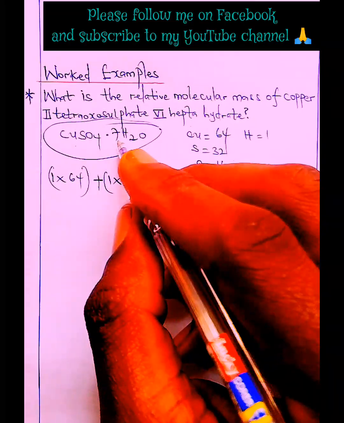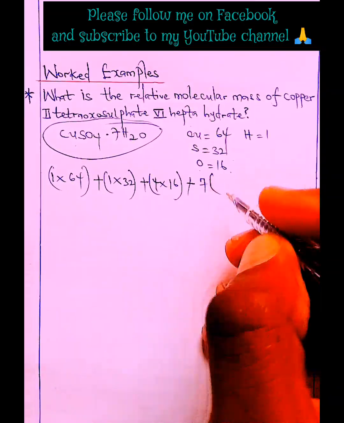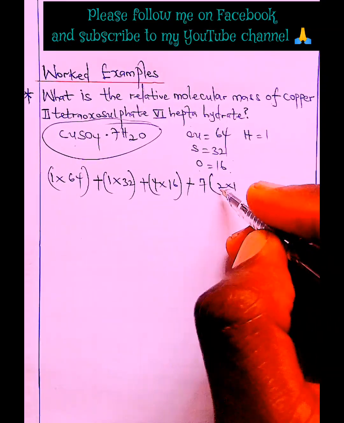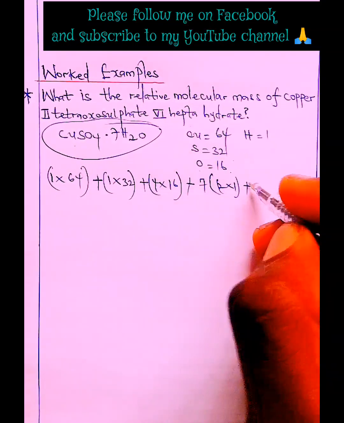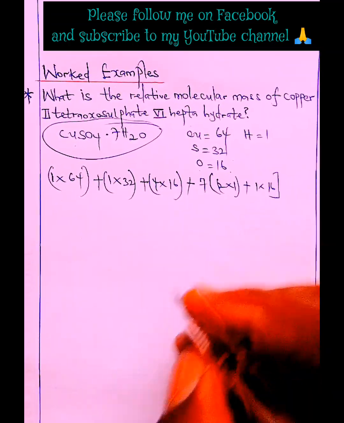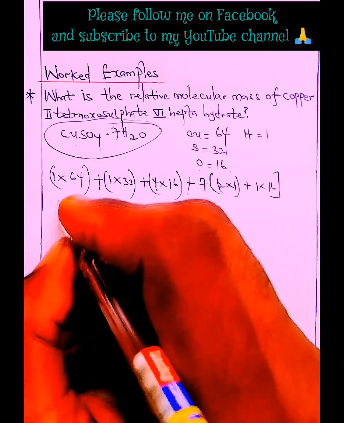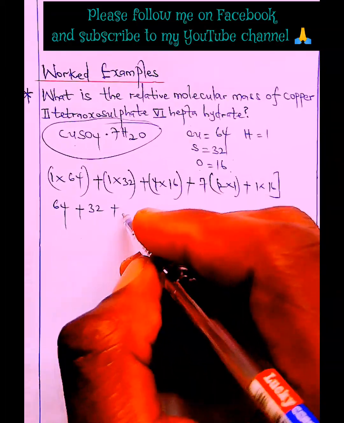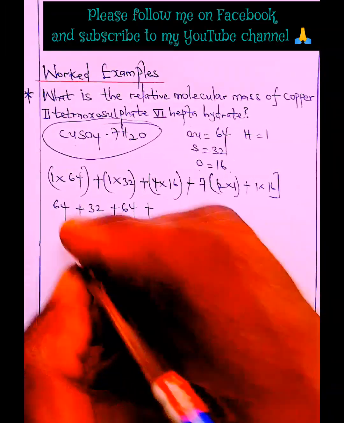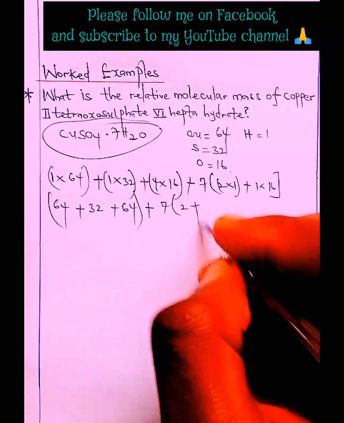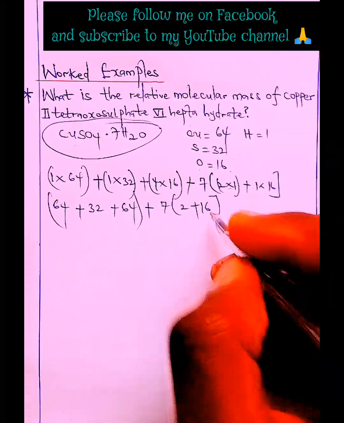Then plus, the 7 right here stays outside. Then we have 7 outside, and 2 atoms of hydrogen. That's 2 times 1, hydrogen is 1. Then plus, right here, 1 atom of oxygen, 1 times 16 also. So what do we do next? We open up the bracket. 1 times 64 is 64. 1 times 32 is 32. 4 times 16 is 64. Then plus, the 7 out here. 2 times 1 is 2. 1 times 16 is 16.